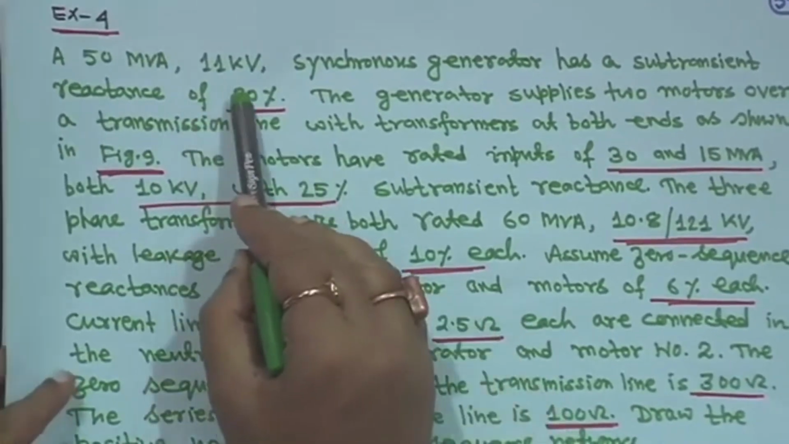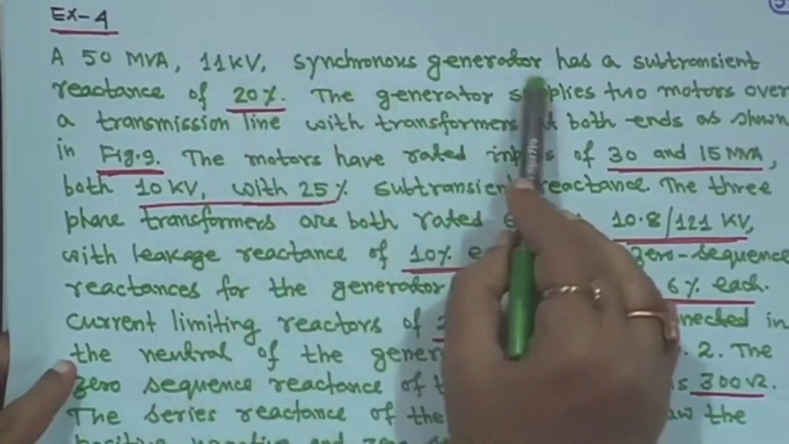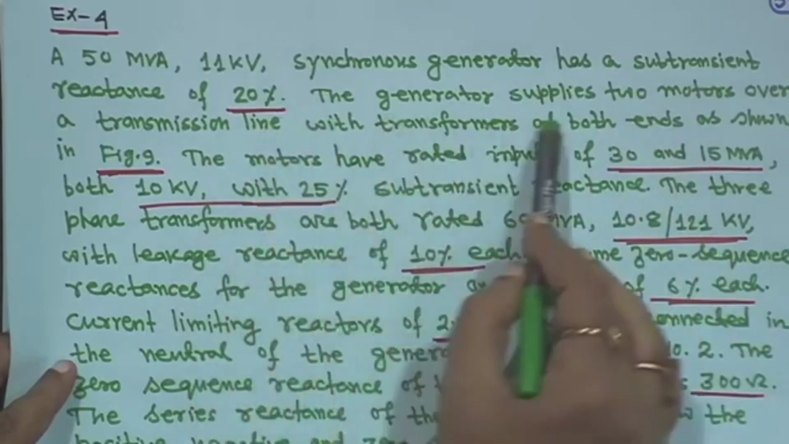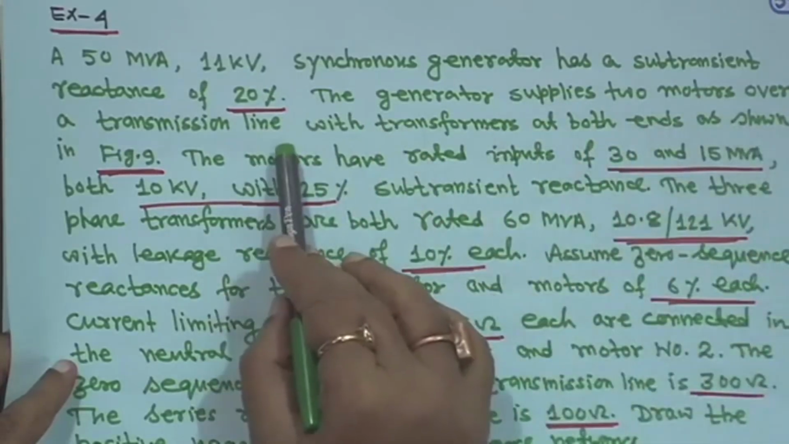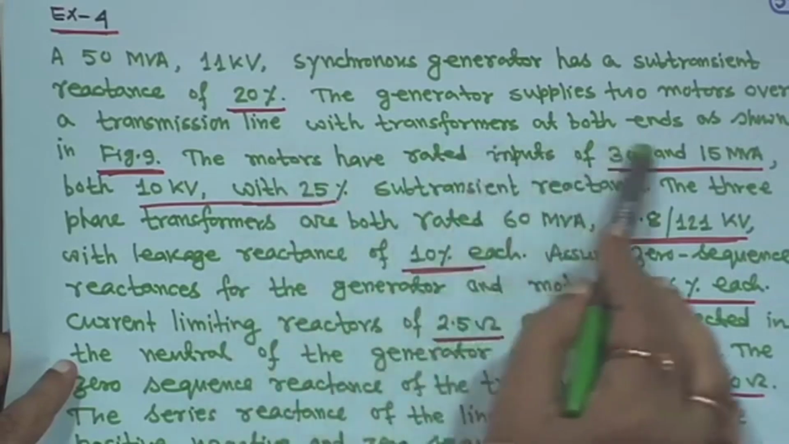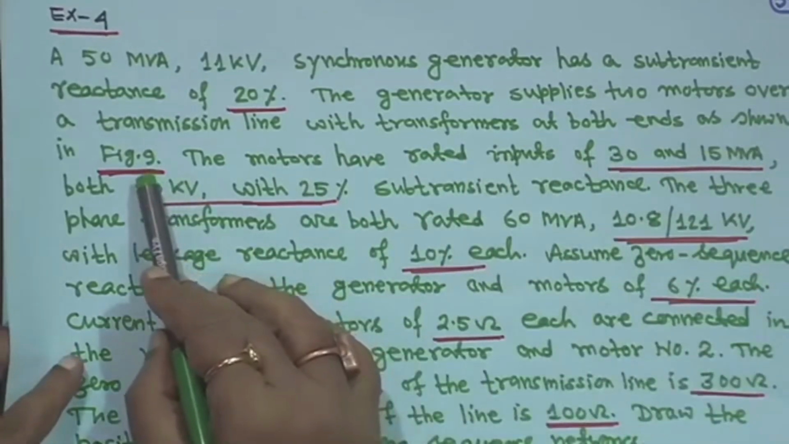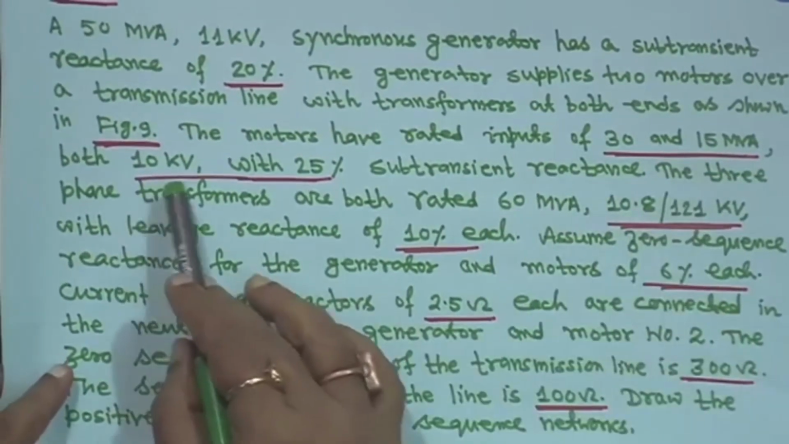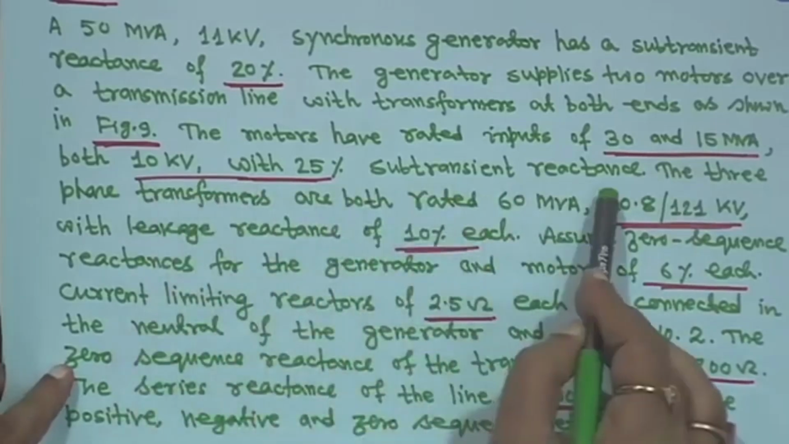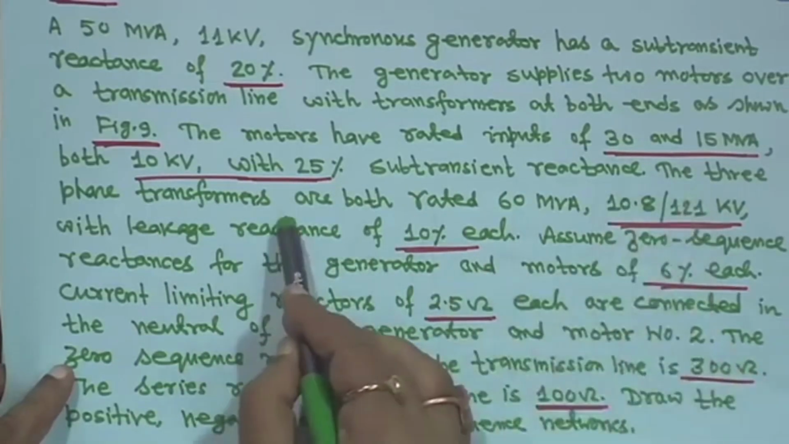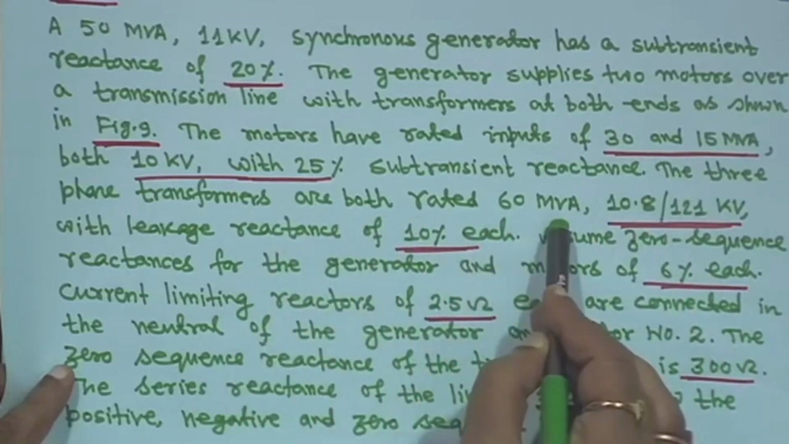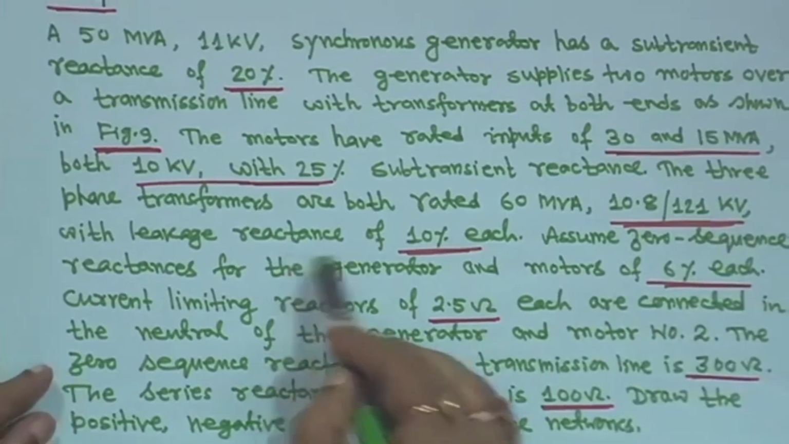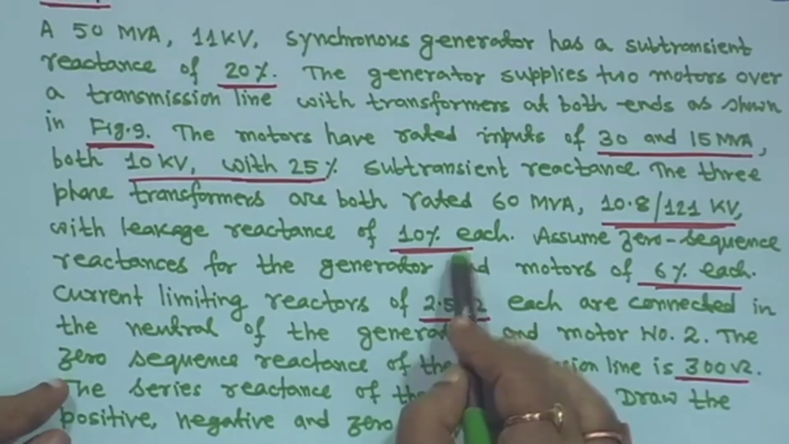A 50 MVA 11 kV synchronous generator, I will show you the diagram, has a subtransient reactance of 20%. The generator supplies 2 motors over a transmission line with transformers at both ends as shown in the figure. The motors have rated inputs of 30 and 50 MVA, both 10 kV, with 25% subtransient reactance. The 3 phase transformers are both rated 60 MVA, 10.8/121 kV, with leakage reactance of 10% per unit.